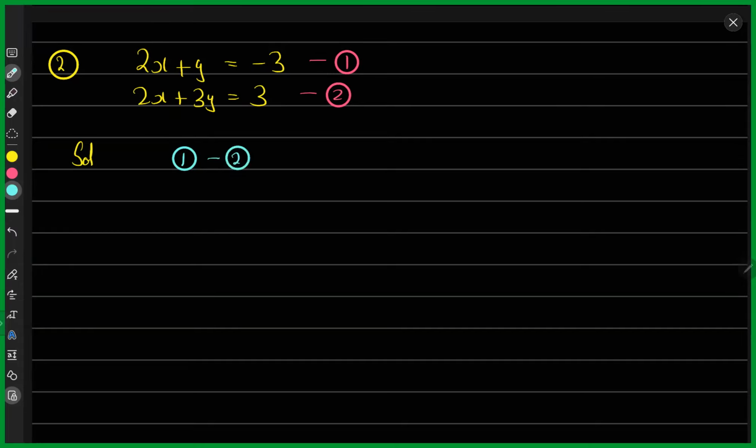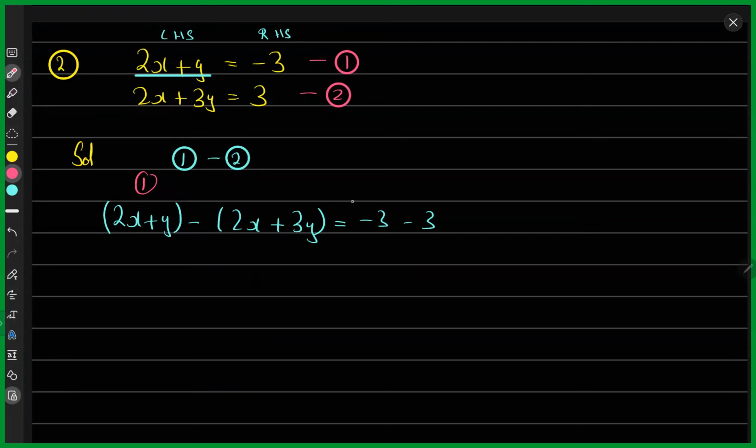And when we do 1 minus 2, it's basically the left hand side of the equation. This is the right hand side of the equation. So I am going to do it this way: 2x plus y minus 2x plus 3y equals minus 3 minus 3. So how exactly did this happen? This is 1, this is 1, this is 2, and this is 2.